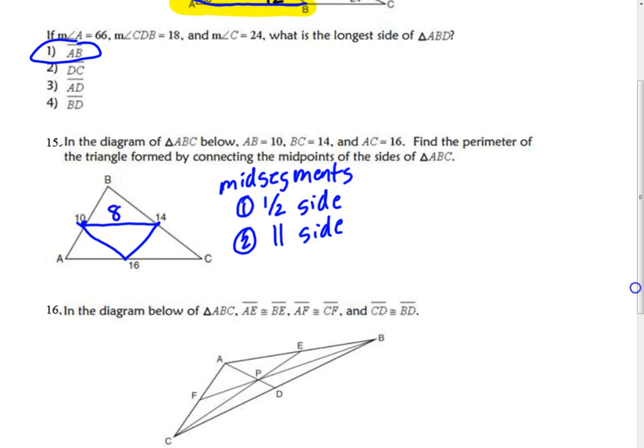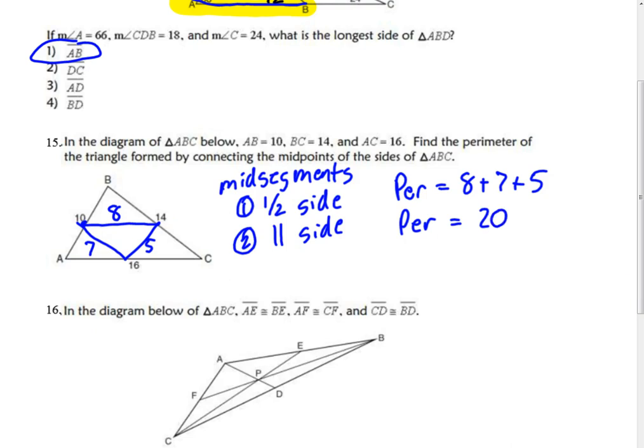So this would be 8, because half of 16 is 8, half of 10 is 5, half of 14 is 7. Okay, so the perimeter would be 8 plus 7 plus 5. So that would be 20.